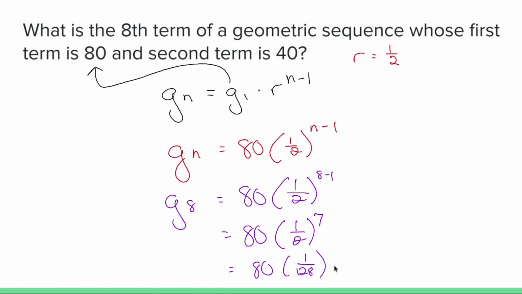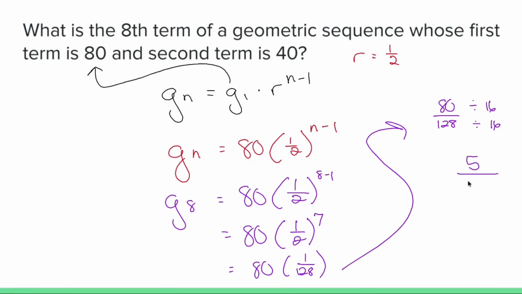128. So let me think here. I could probably, let me see, 80 over 128. Those are both divisible by 16. So if I divide the top and the bottom by 16, I get 5 over 32.